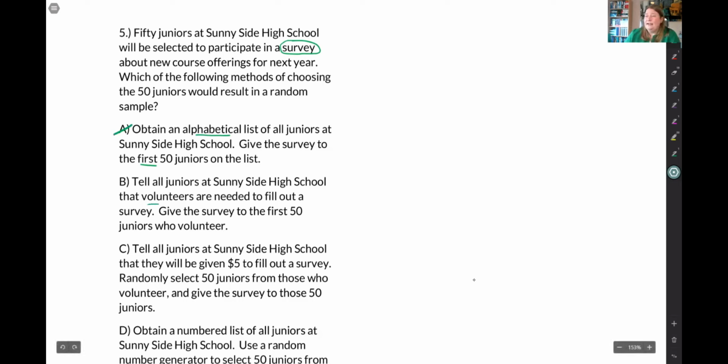Here, I see the word volunteer. It's really important when you see volunteer that you know there's nothing random about volunteers. It's been shown in statistics that people who volunteer to fill out surveys usually have very strong opinions. They have a reason for filling out that survey. So you're going to get a biased sample. You're not going to get what most people think. You're only going to get what the most extreme people think when you get volunteers.